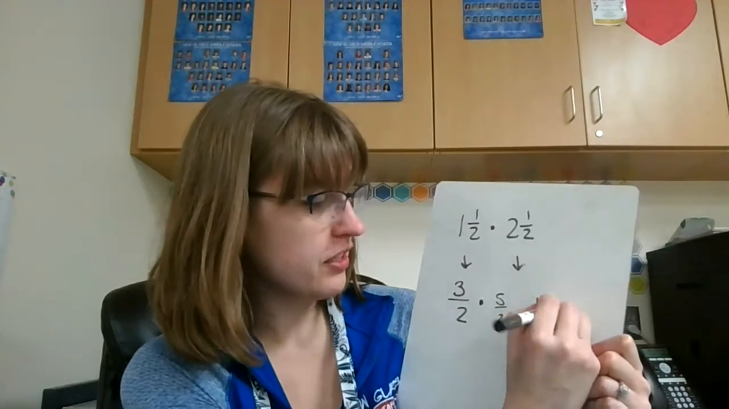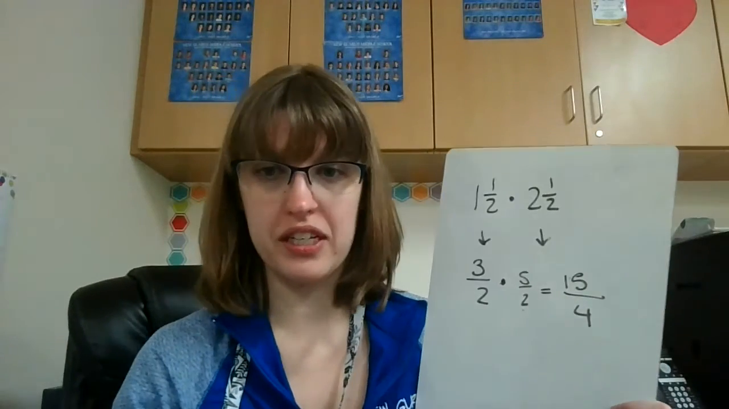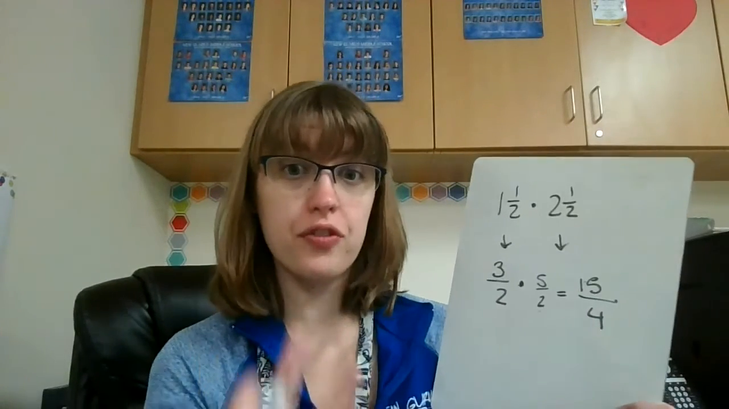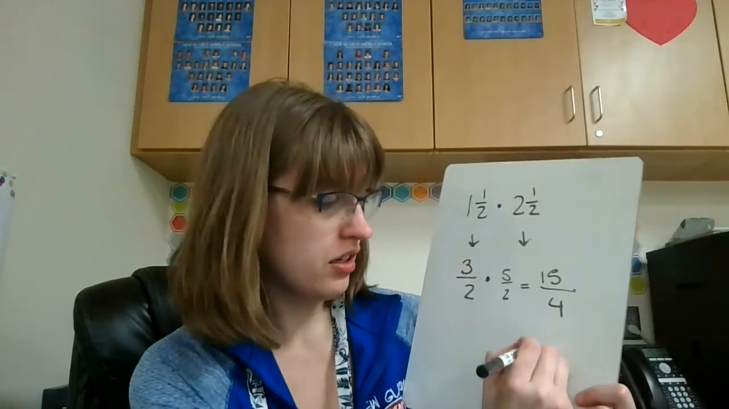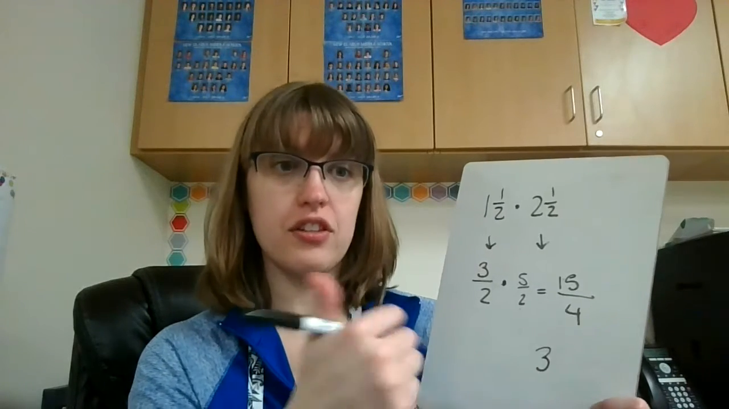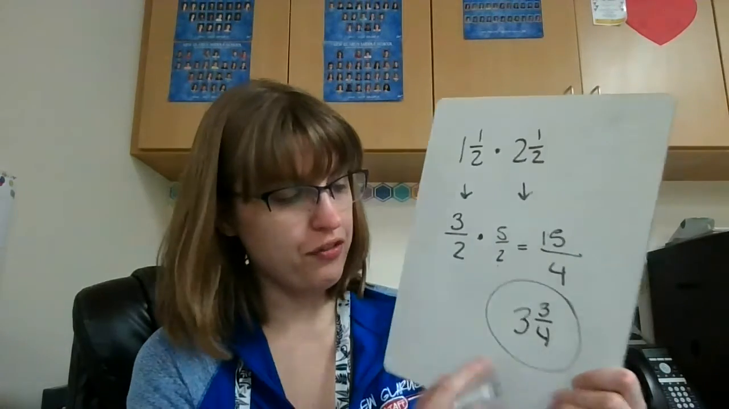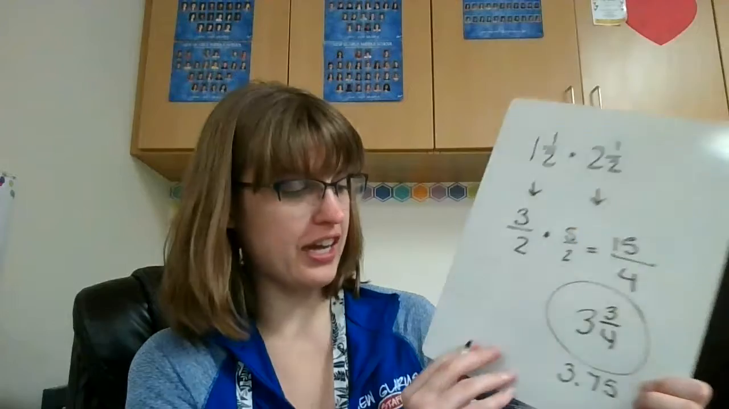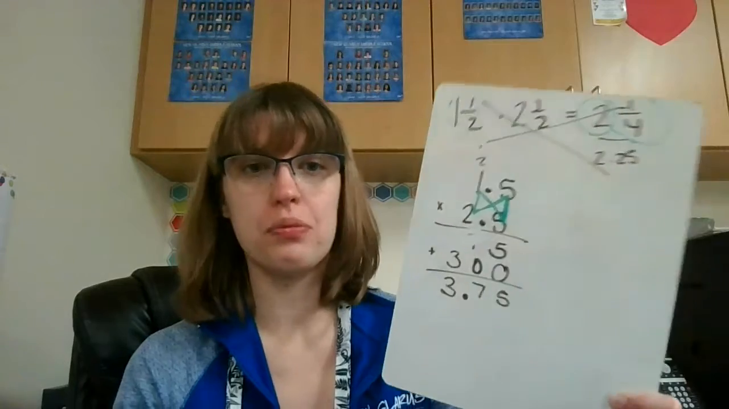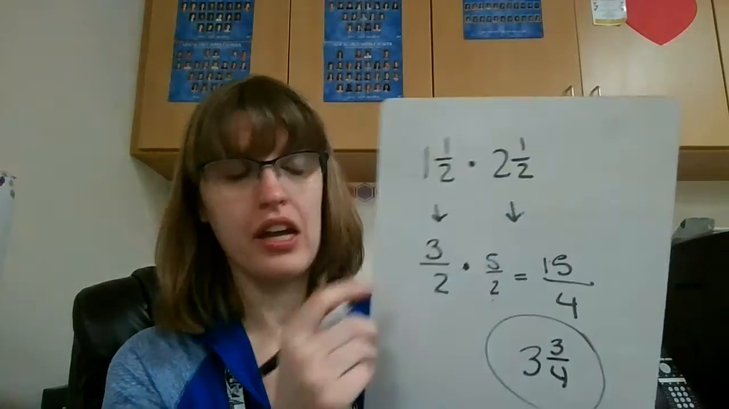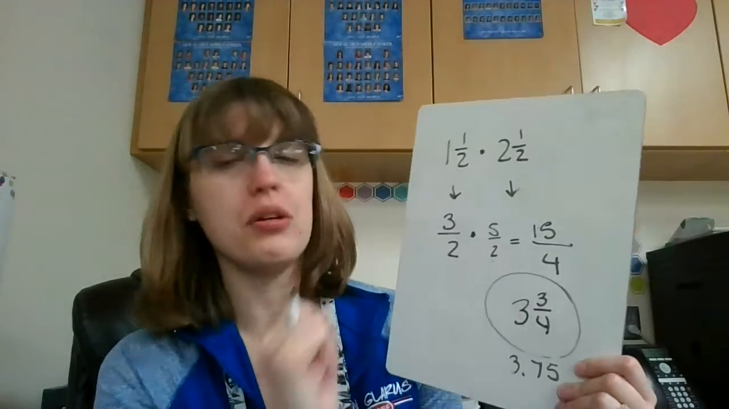3 times 5 is 15. 2 times 2 is 4. Now I can convert it into a mixed number. So I'm going to pull out the 4s, right? So 4, 8, 12. 3 fit into that. And then 13, 14, 15, I have left over 3/4. 3 3/4 is the same as 3.75, which is what I got on this answer. That's how you multiply mixed numbers. First change them into not mixed numbers. Change them to improper first. And then you can multiply straight across.